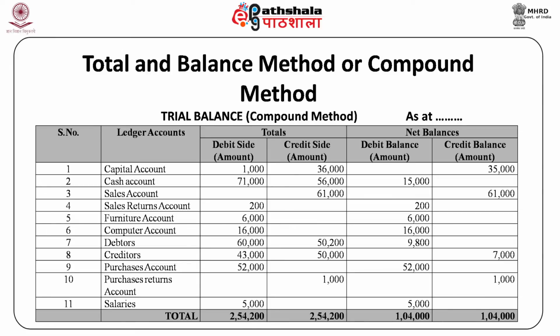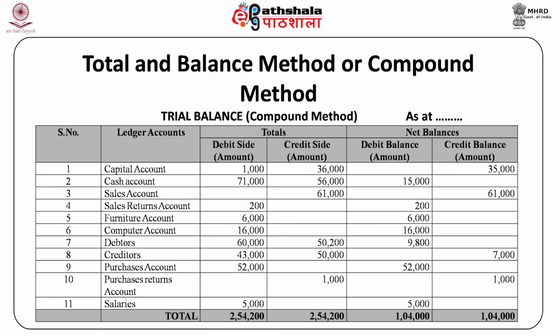1. Capital account. Totals are 1,000 and 36,000. The net balance is 35,000. 2. Cash account. Totals are 71,000, 56,000. Net balance debit side 15,000. 3. Sales account. Credit side total 61,000. Net balance credit side 61,000. Sales return account 200.